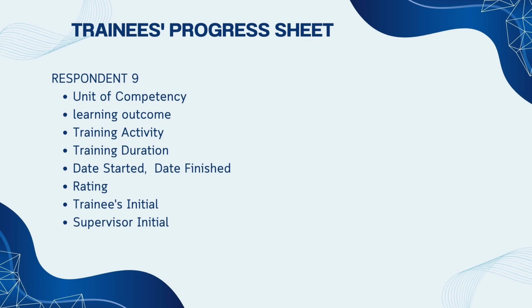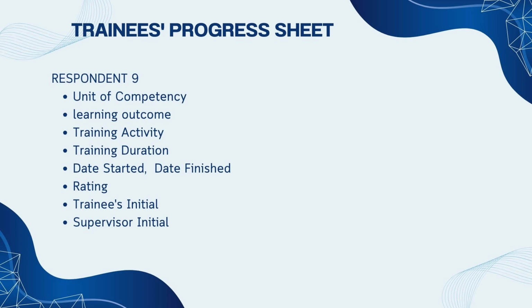As I said earlier, I am focusing on my respondent 9, who has the most number of training gaps or needs to be trained. For my activity file that I submit, I also include this part, which is unit of competency, learning outcomes, training activity, training duration, the date started and finished, rating, trainee's initial, and also the supervisor's initial.